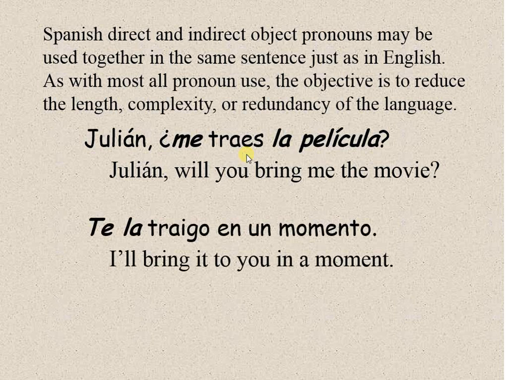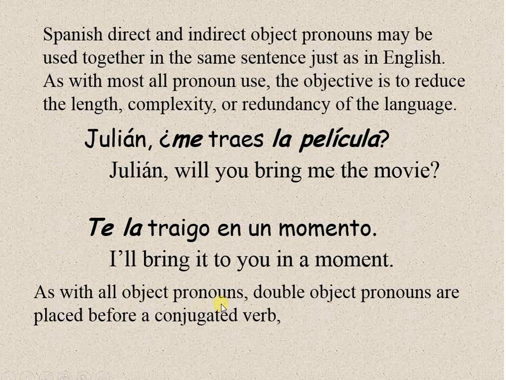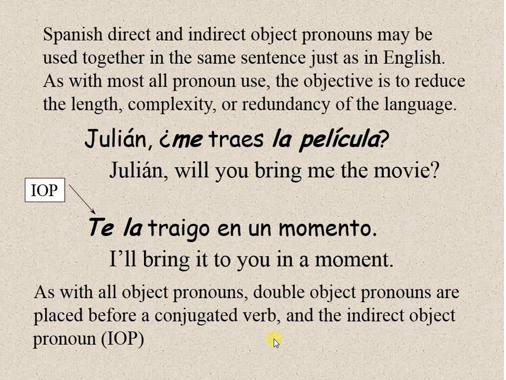Now, in the answer, I can give you the answer since I know I need to bring the movie for you or to you, and the movie is what I need to bring. So I can use the indirect and direct object together. So I can say, te la traigo en un momento. I'll bring it to you in a minute. As with all object pronouns, double object pronouns are placed before a conjugated verb. So, te la traigo en un minuto.